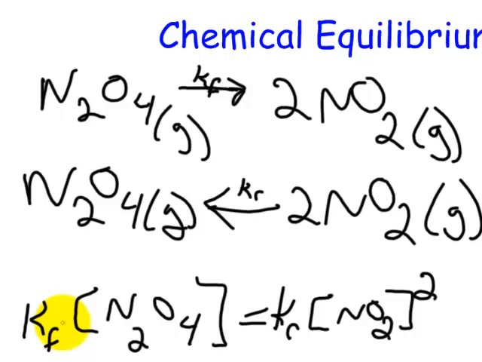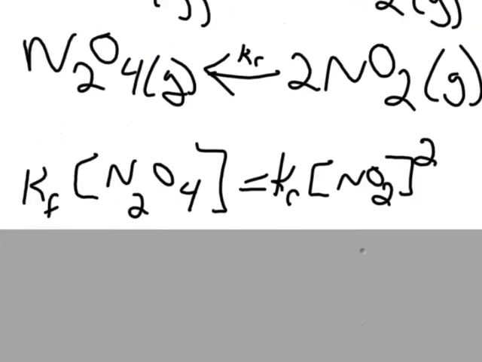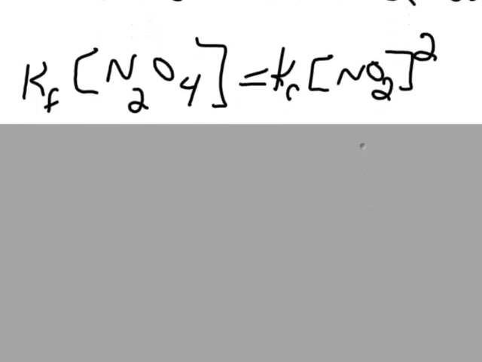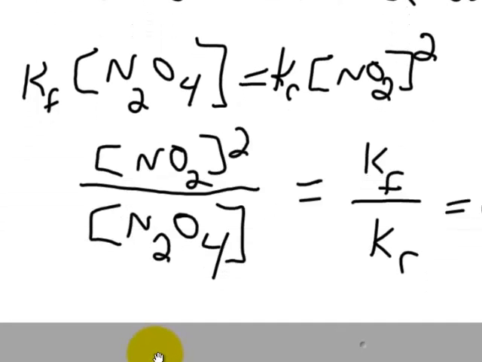Okay, so that means we can rearrange this equation to look like this. [NO2]^2 over [N2O4] is equal to a ratio of the rate constants, which in fact is a constant itself.